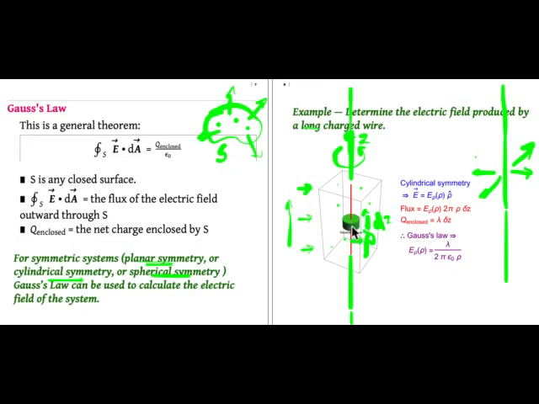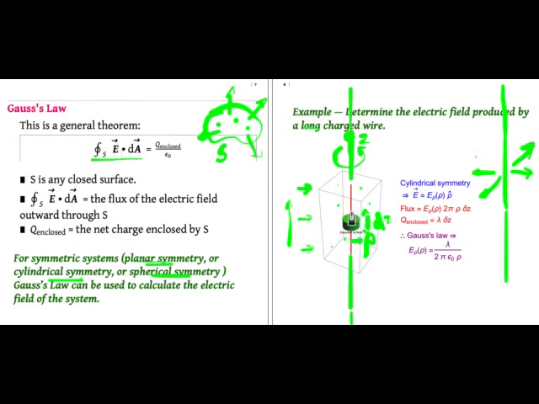Now the area of a cylinder is 2 pi rho times dz. It's the circumference times the height. The height is dz, the circumference is 2 pi rho. So here's the flux. It's the electric field value times 2 pi rho dz. The only reason I was able to calculate that surface integral was because of the symmetries that I have. dA is in the direction perpendicular to the surface, and E is also in the direction perpendicular to the surface. So I just have here E times dA.